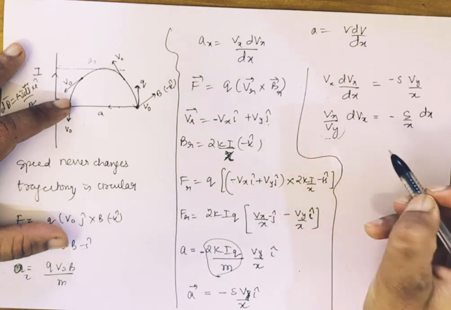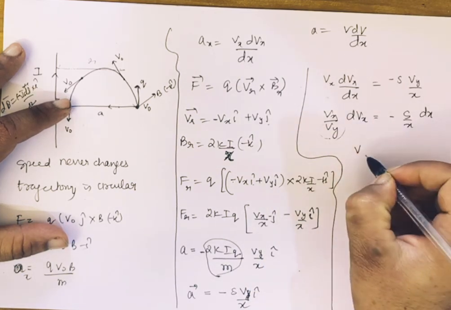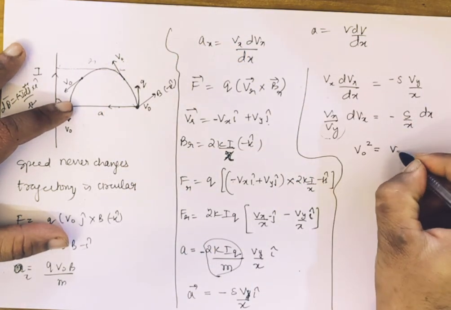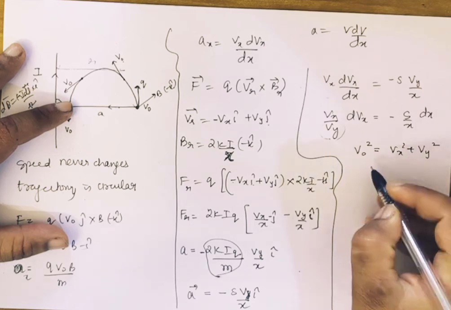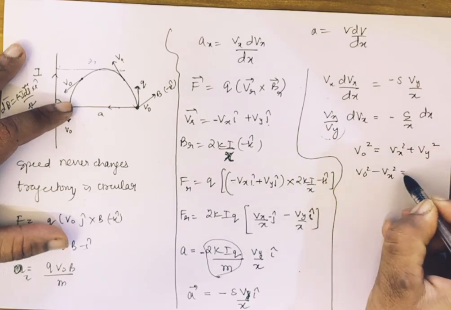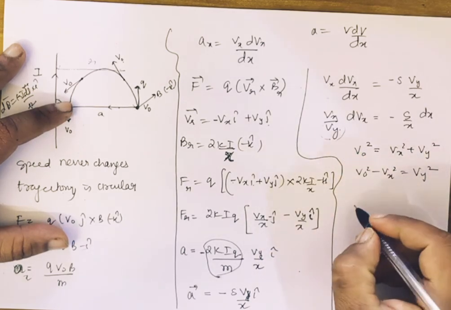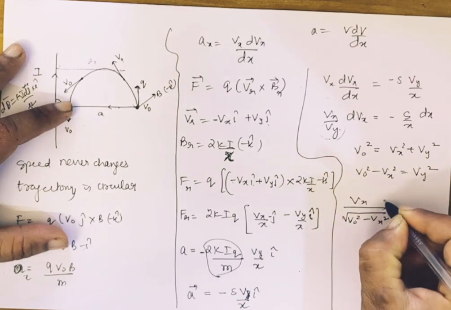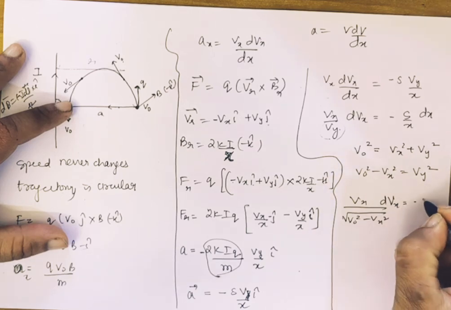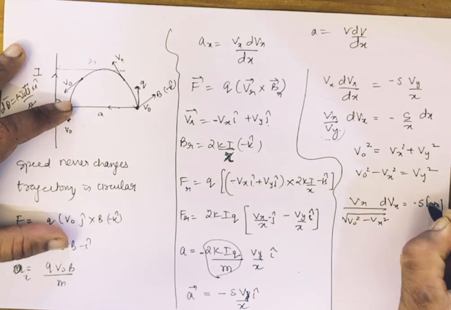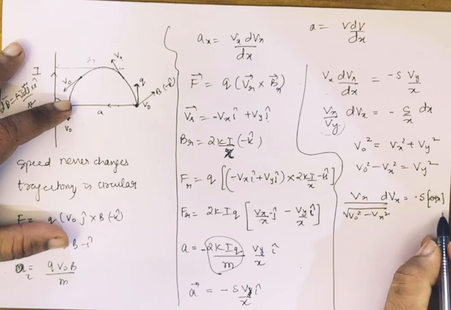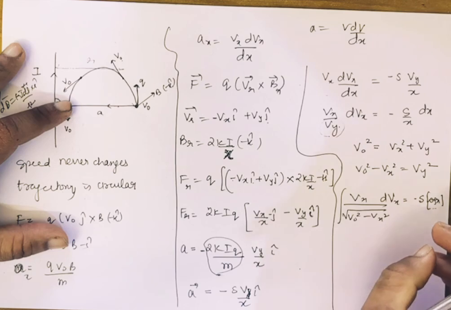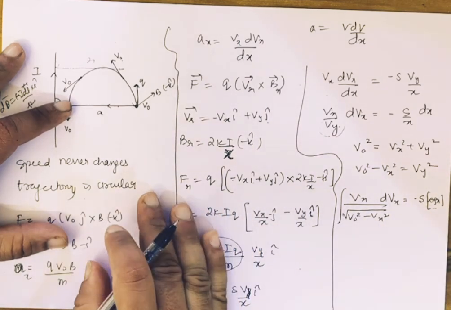Now this Vy can be written in terms of Vx, because speed never changes. At any instant speed will remain v naught only. It can be written as Vx square plus Vy square. So I can write v naught square minus Vx square as Vy square and plug in here. So we have Vx upon square root of v naught square minus Vx square dVx is equal to minus s log of x. Now I have to keep the limits. I can integrate and keep it on the right hand side.